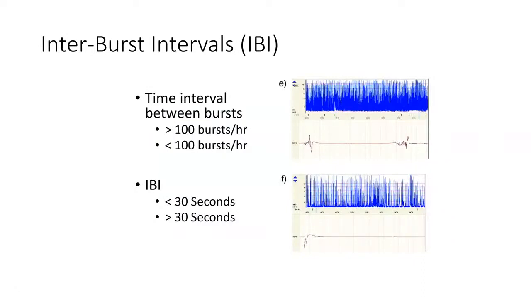Some monitors can count the bursts. If they can count the bursts, which are defined as voltages greater than 25, then they can count the interburst interval. The interburst interval is another way to quantitatively define the continuousness, or the continuity, of the activity of the brain.